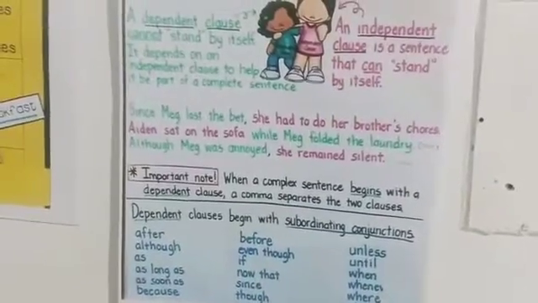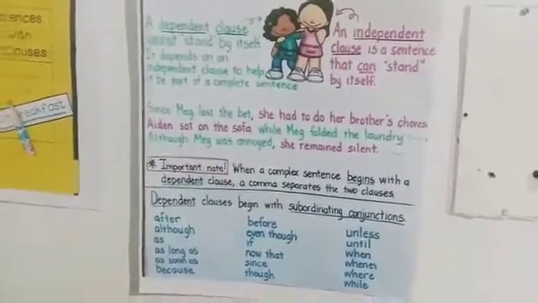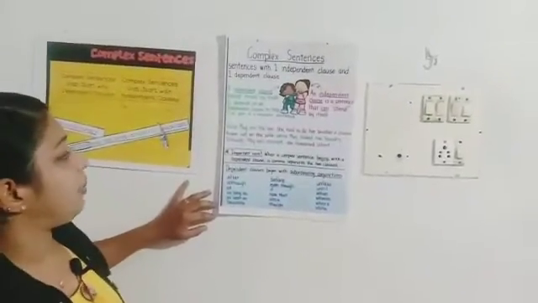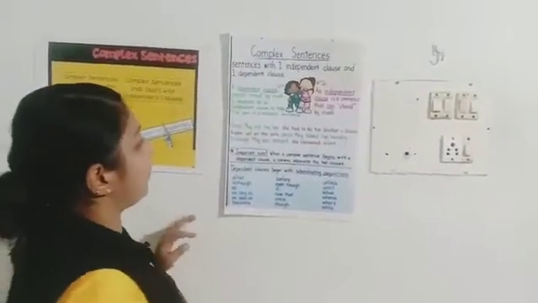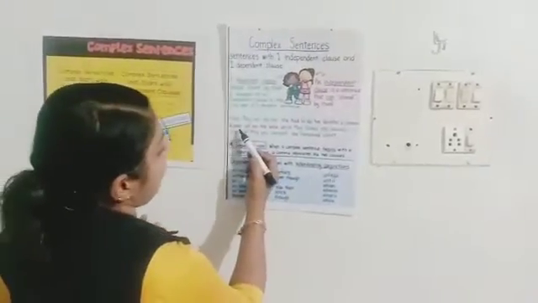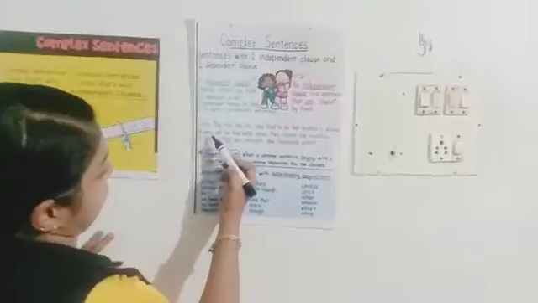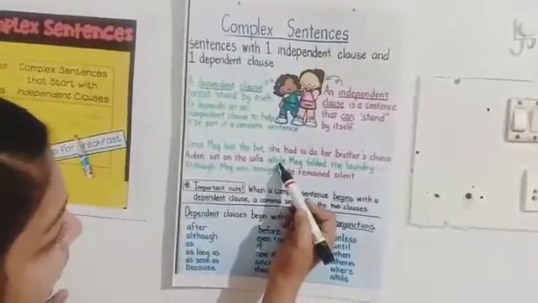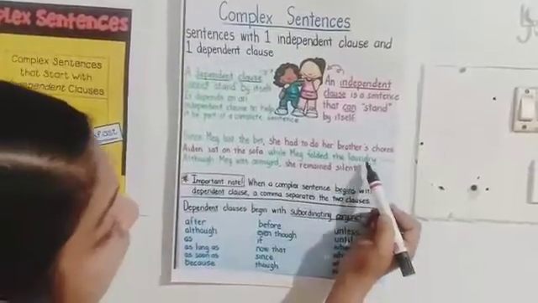Next is structure 1. What is structure 1? Independent clause plus dependent clause. Independent clause means a complete and meaningful sentence, right? See, Aiden, again a person name. Aiden sat on the sofa while Meg folded the laundry.